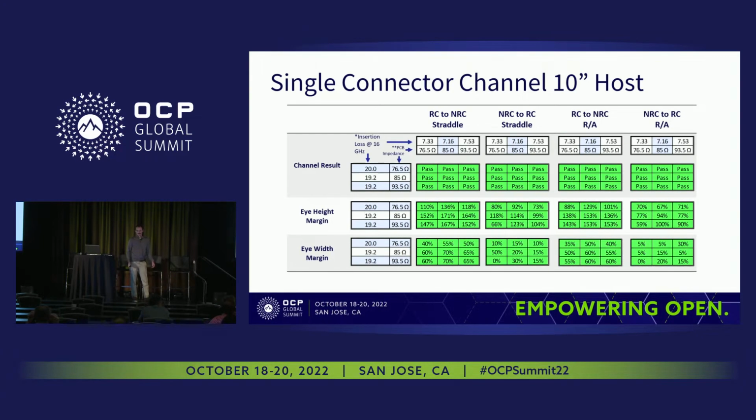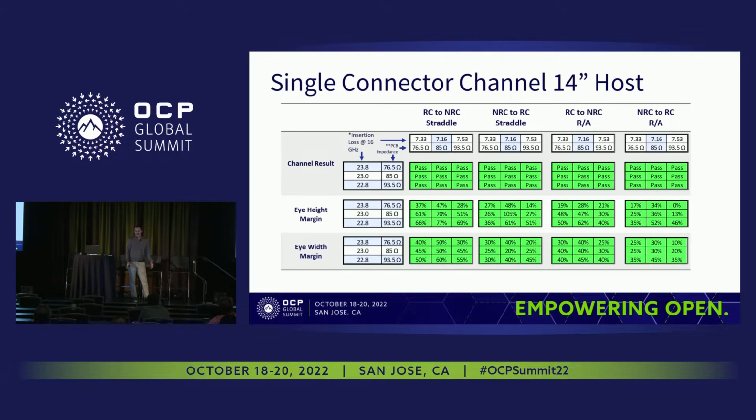And then when we jump up to the 10-inch trace, we see slightly better performance in margins, and we have a clean eye height passing and some marginal passes on the eye width. And we wanted to continue our host board trace length to see where that shift occurred between eye width being the driving failing factor and then eye height. And with that, we got out to 14 inches.